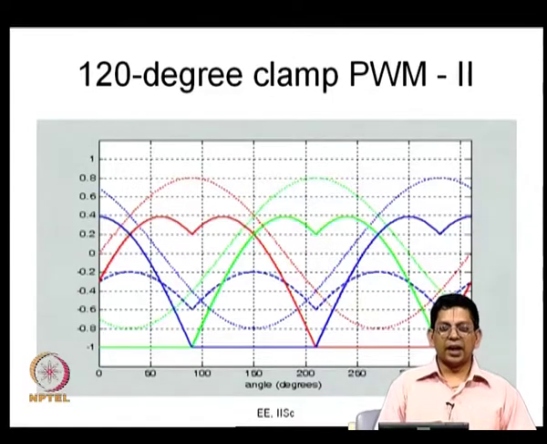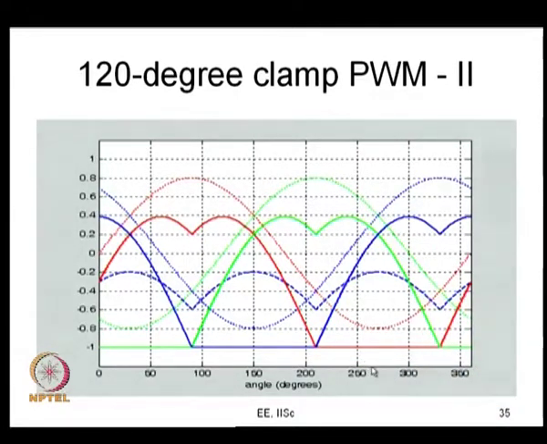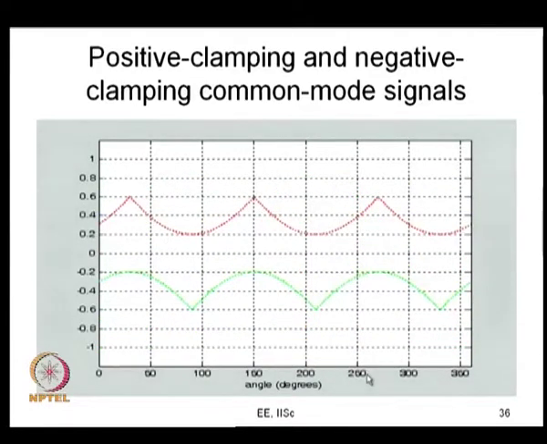This is the negative common mode component. This is again bad in one sense, because the bottom devices will have greater conduction losses than the top devices would have, and the top and the bottom devices will have unequal loading, will have different levels of dissipation now.